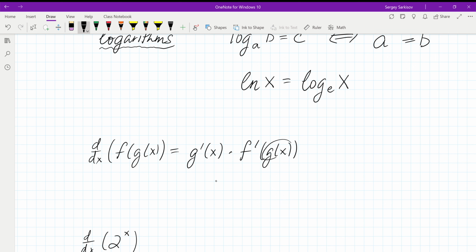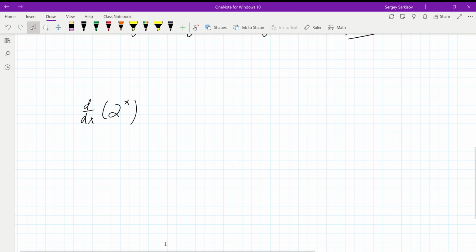It's interesting. So that's the chain rule. Just remember that. That's very important, okay? Chain rule. And we'll use that. For example, watch this. This is not e to the x. We know e to the x goes into e to the x. What is the derivative of 2 to the x?